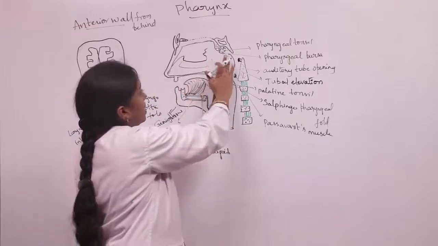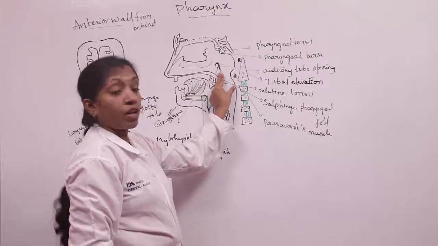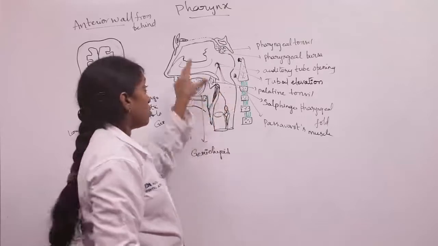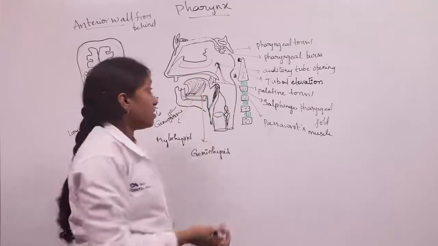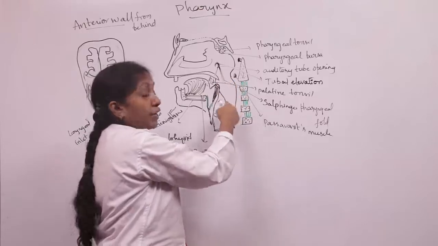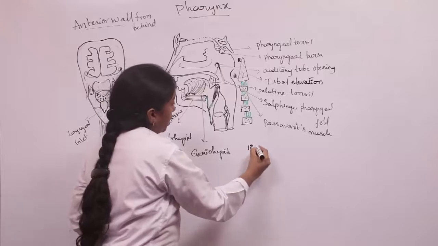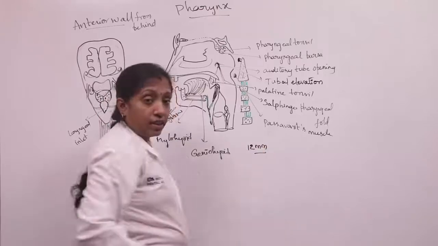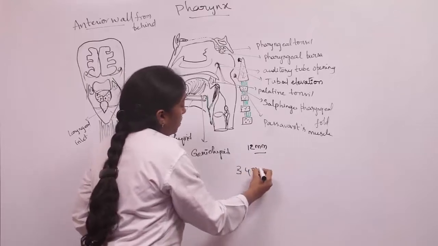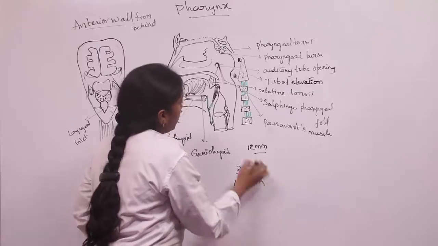Nasopharynx, which is present behind the nasal cavity; oropharynx, which is present behind the oral cavity; and laryngopharynx, which is present behind the larynx. So the pharynx is divided into 3 parts: nasopharynx, oropharynx, and laryngopharynx. The pharynx is about 12 cm in length, and its diameter at the nasopharynx is about 3.5 cm in width, and it is narrower at the pharyngoesophageal junction.